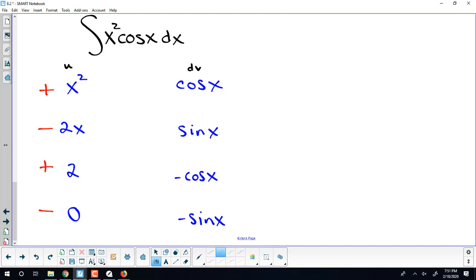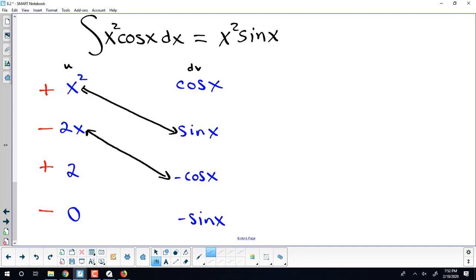Okay. Then what we do is we sort of cross multiply. We have a positive x squared times sine x. We've exhausted that one, so we go back to this one. We've got our negative 2x times negative cosine x. And then we have our positive 2 times negative sine. And there you have it. There's the same antiderivative we came up with.